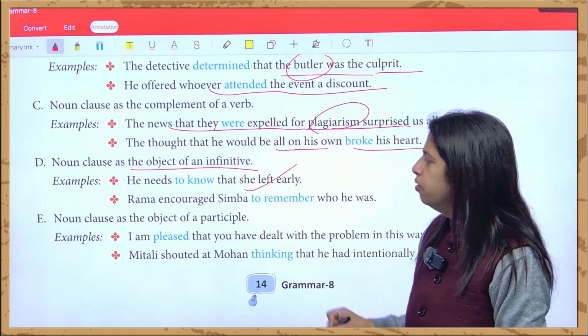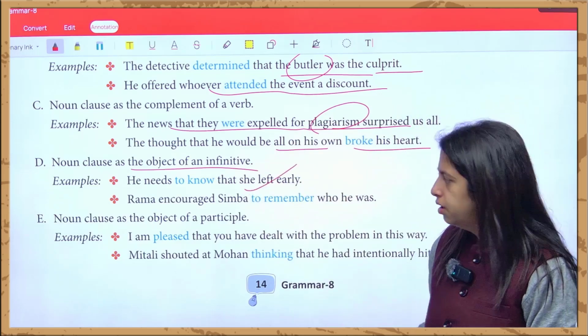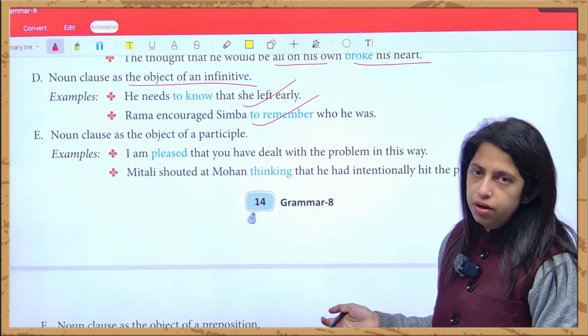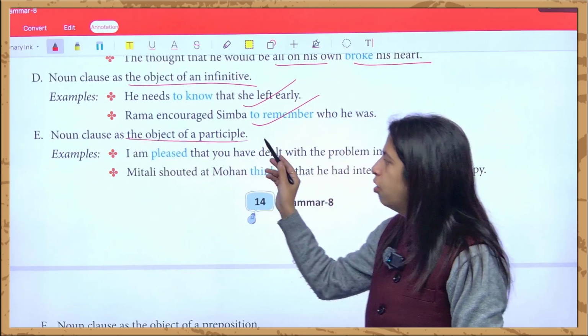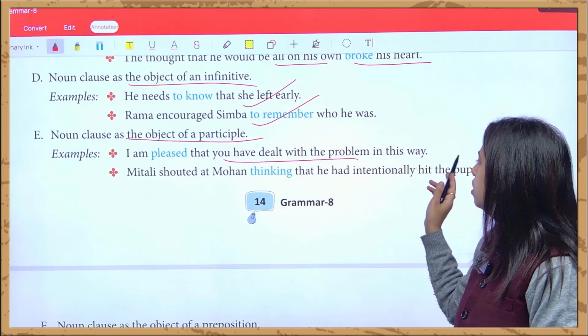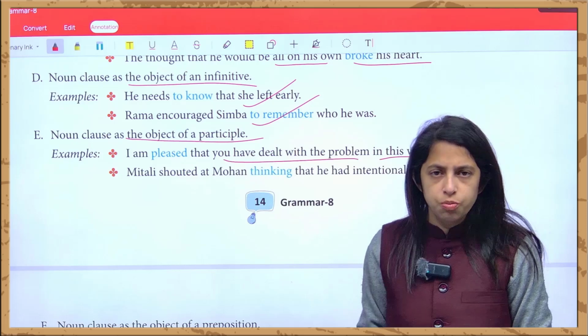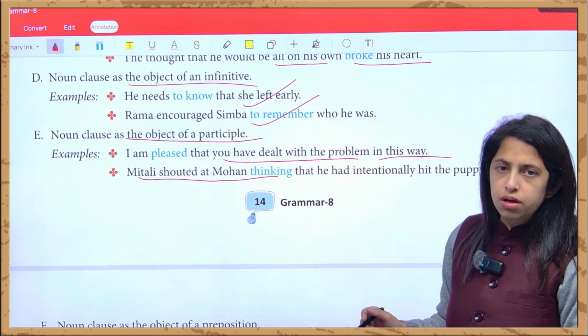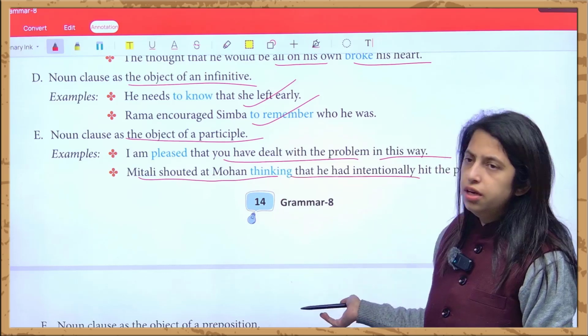Noun clause as the object of the infinitive. He needs to know कि वो कल ही जा चुकी थी बहुत जल्दी, and Rama encouraged Simba to remember कि वो कौन है, who he was. Noun clause को as the object of the participle बात करें. I am pleased that you have dealt with the problem this way. आपने इस तरीके से प्रॉब्लम को सॉल्व किया है. Mitali shouted at Mohan, thinking that he would intentionally hit the puppy.